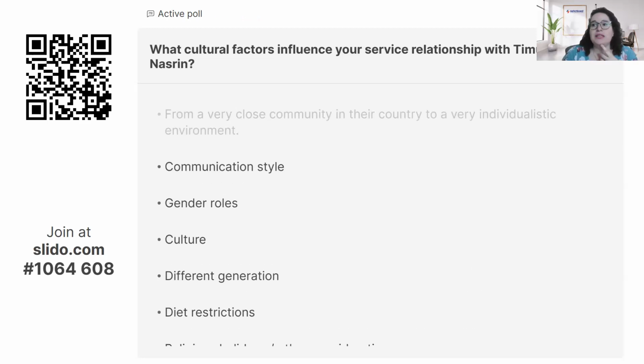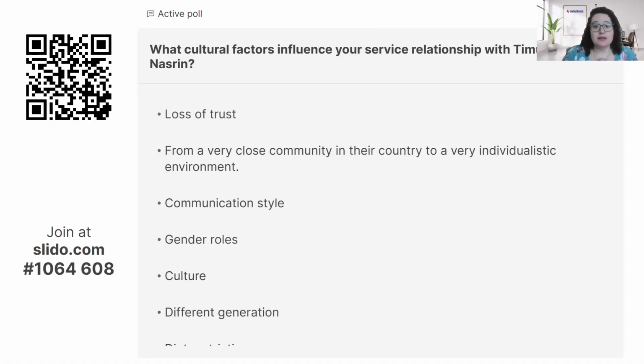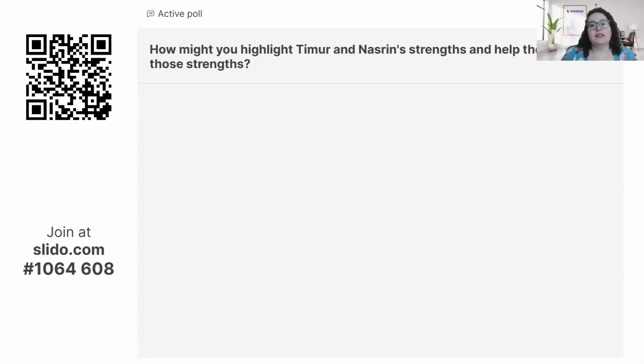So we're going to move on to thinking about their strengths. Oh, I love that. Close community in their country to an individualistic environment. That's a good one. So, how might you highlight Timur and Nasreen's strengths and help them leverage those strengths in their case? You can think about those cultural factors and how they're maybe informing these strengths.